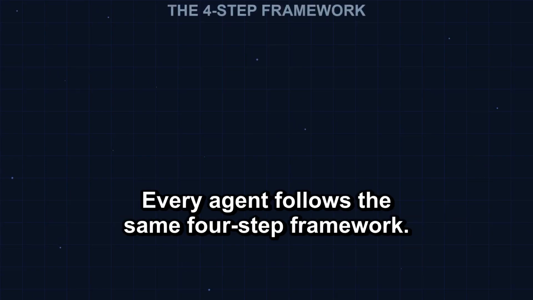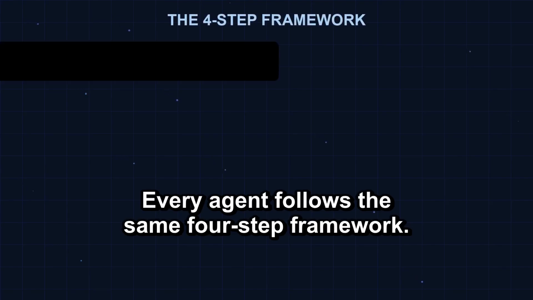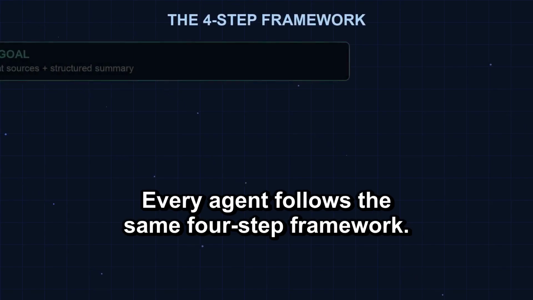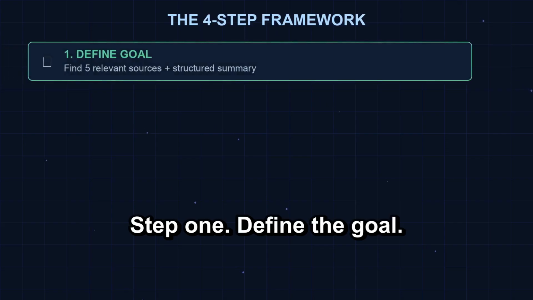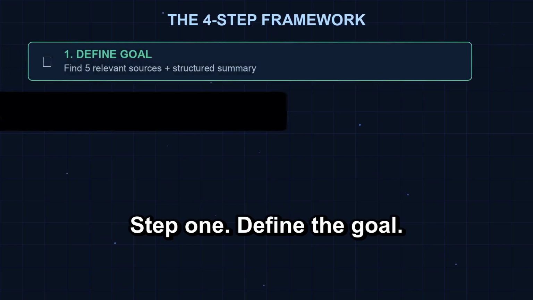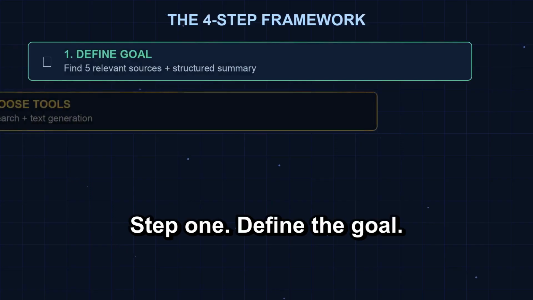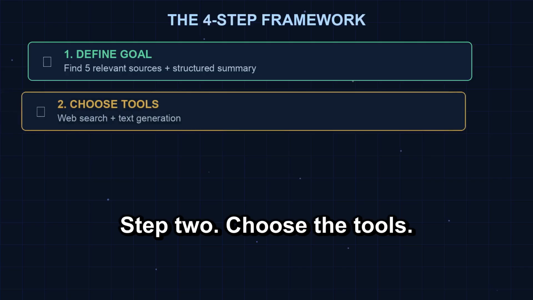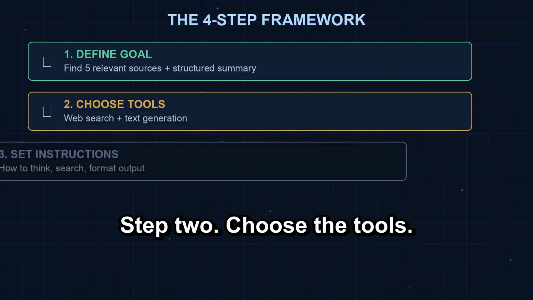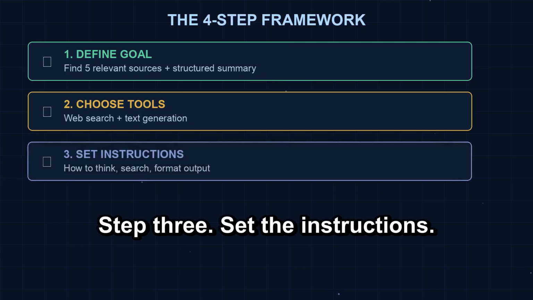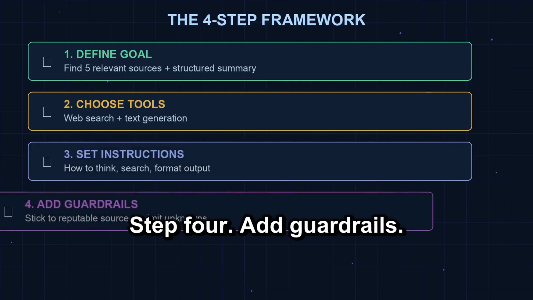Every agent follows the same 4-step framework. We covered this before, but now we are applying it. Step 1. Define the goal. Our goal is, given a topic, find the top 5 most relevant sources and create a structured summary. Step 2. Choose the tools. Our agent needs web search to find information and text generation to organize and summarize what it finds. Step 3. Set the instructions. This is where you tell the agent how to think, what to search for, how many sources to find, what format to use for the output, how detailed to be.